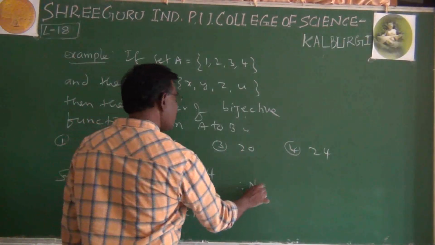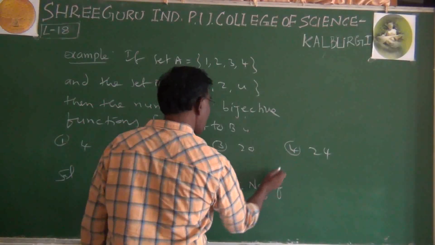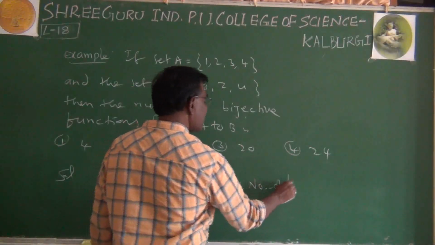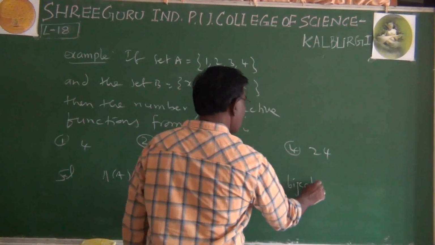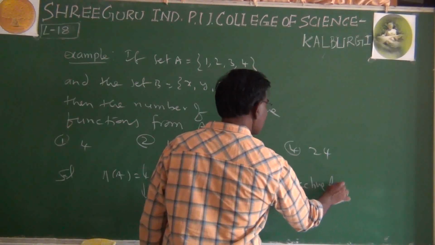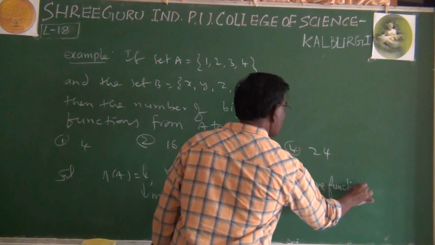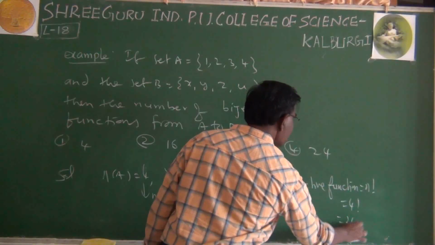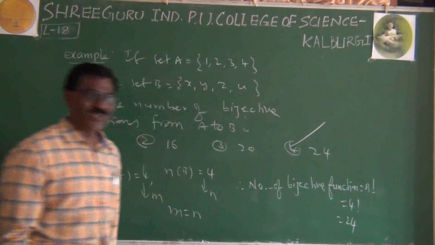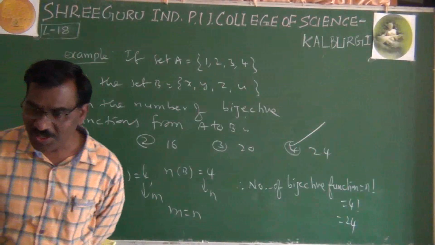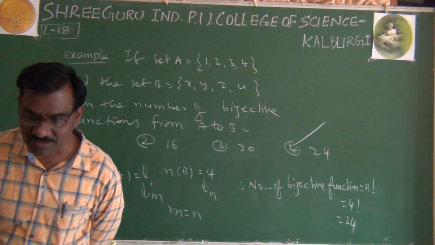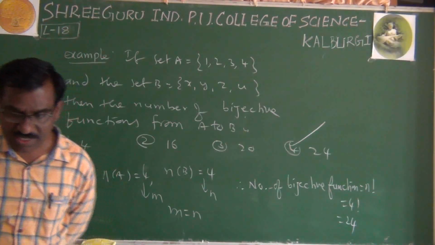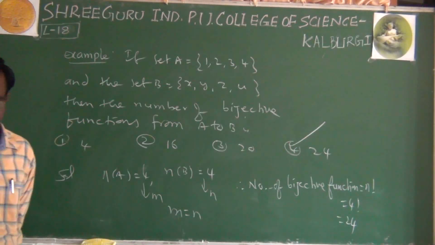Therefore the number of bijective functions is equal to n factorial. So 4 factorial, answer 24. Yes, 24 is the answer. See how many wrote it? Almost 99% of students got the answer. No problems, it's very simple.